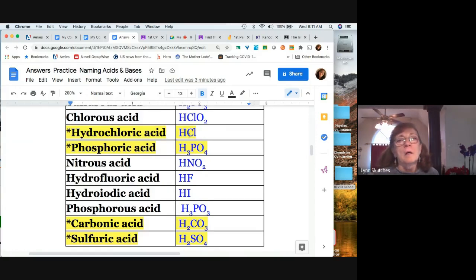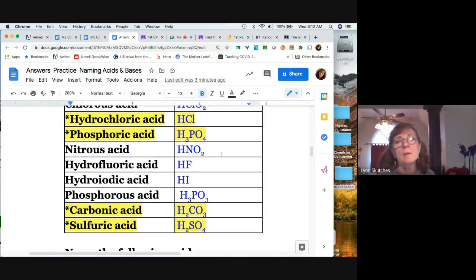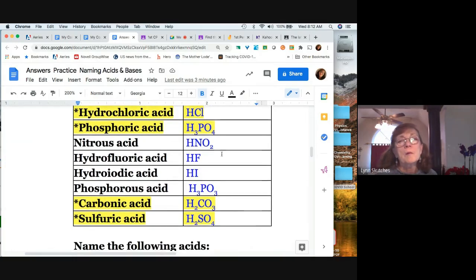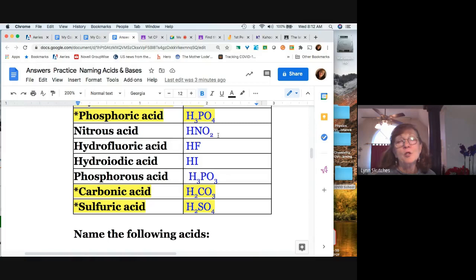Hydrochloric acid, absolutely have to know that one. HCl, absolutely. Phosphoric acid, the phosphate ion, has a -3 charge, so you need 3 hydrogens to cancel that. Nitrous is the nitrite ion. So again, -1. Hydrofluoric, hydroiodic, they're all halogens, so 1 hydrogen.